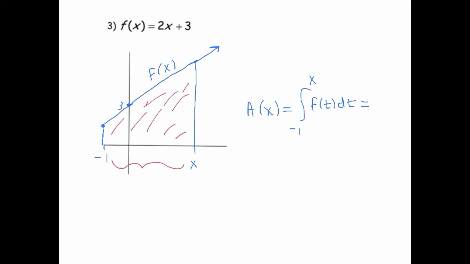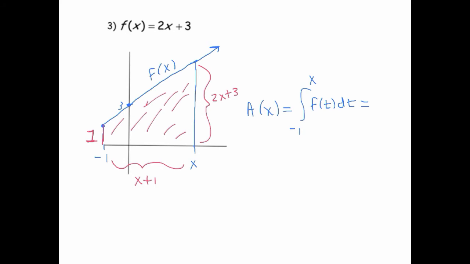Again, this base here has length x plus 1. The height is 2x plus 3. And this is a trapezoid. This height here would be 1, so I'll call this a 1. Okay, so that's a trapezoid. We can get the area of that trapezoid.